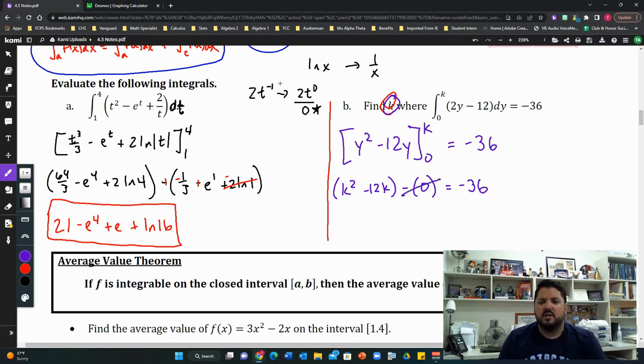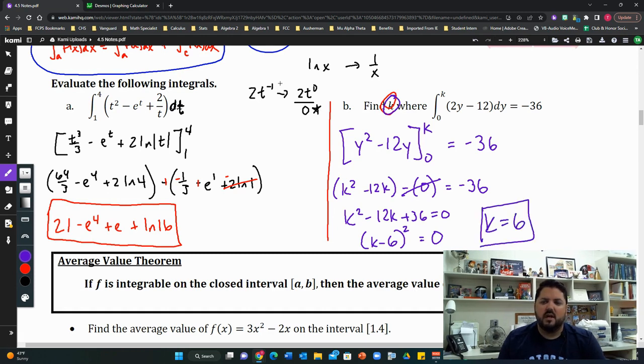So I don't need the minus 0 anymore. I'm going to bring the 36 over, so we get k squared minus 12k plus 36 equals 0. I can factor this. This factors to be k minus 6 times k minus 6, or k minus 6 squared. So our solution, or our value of k, is positive 6.